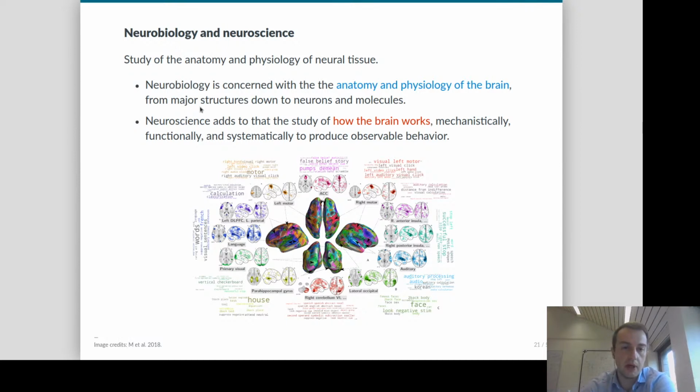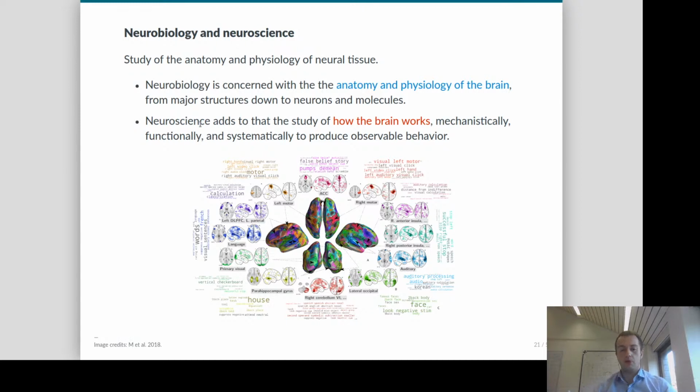So neurobiology by itself is concerned with the anatomy and physiology of the brain, from major structures down to neurons and also molecules interacting with these neurons. Okay. And this is just about the anatomy. If you take a step back, then you have neuroscience, which adds to that the study of how the brain works as a whole, mechanistically, functionally, and systematically to produce a behavior that you observe.